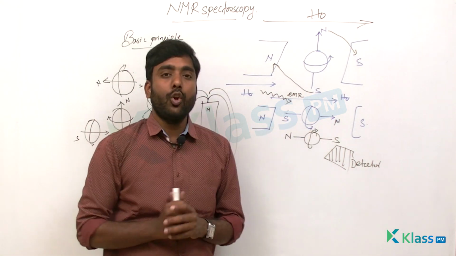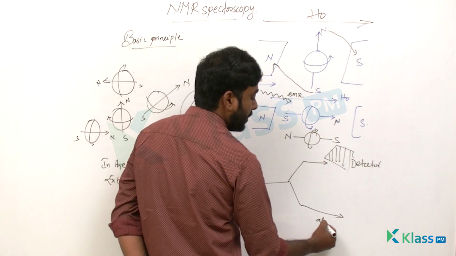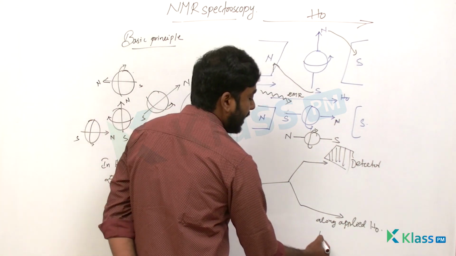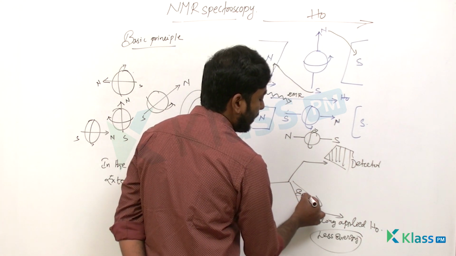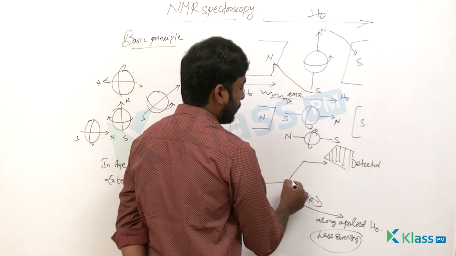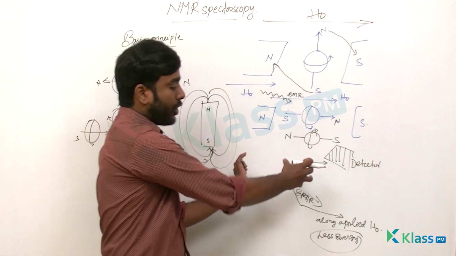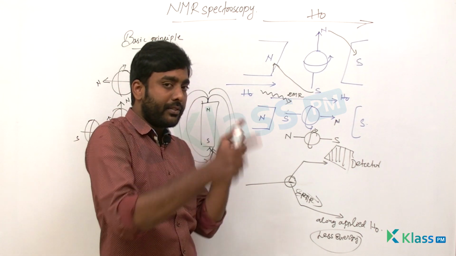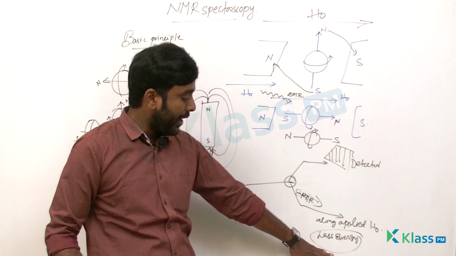Now here it is having low energy. Earlier my free nucleus is there. When I put it in the external magnetic field, what happened? Its energy decreased and it aligned itself along the applied magnetic field. Its energy got decreased. That's why it has less energy.